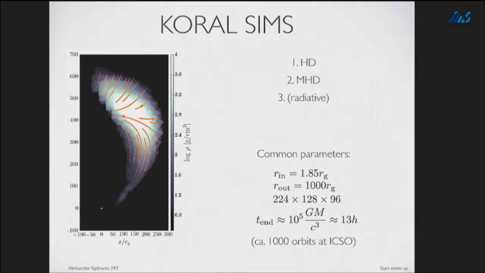The parameters of the 2 simulations that I will describe are given here. The inner edge was inside the horizon. The outer edge was at 1000 gravitational radii, which was enough to cover the whole evolution of the gas. The resolution was moderate, and it was performed for a long time of 100,000 gravitational times, which corresponded for this setup to only 13 hours, and corresponded to 1000 orbits at ISCO. So it was long in terms of gravitational time, but also in terms of physical time.